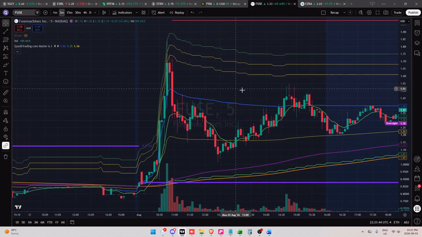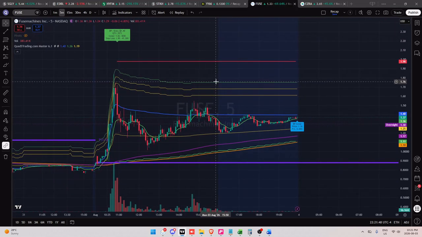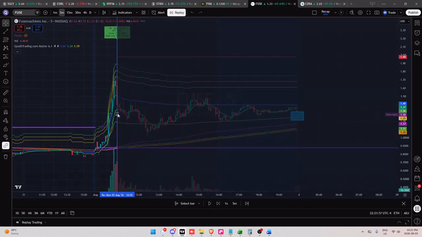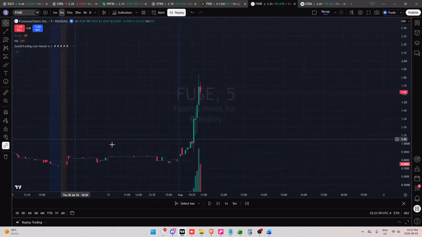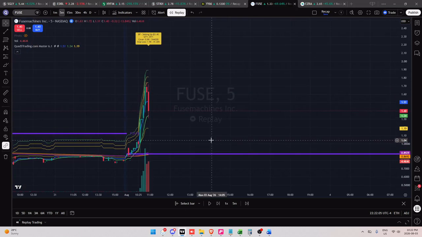Next one is Fuse. So this one here, we did have an entry. Unfortunately, this one went sideways. So I play these indicators on the money. I will do whatever it says it's going to do, because that's just how this indicator works. There's no greed, there's no emotions to this. When it tells you to get in, you just get in, right?